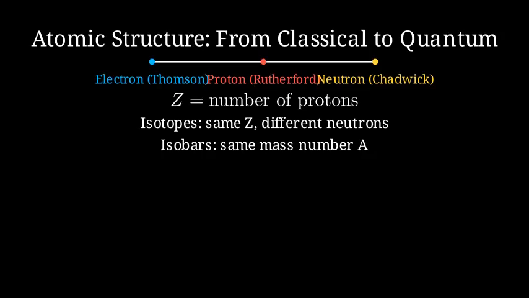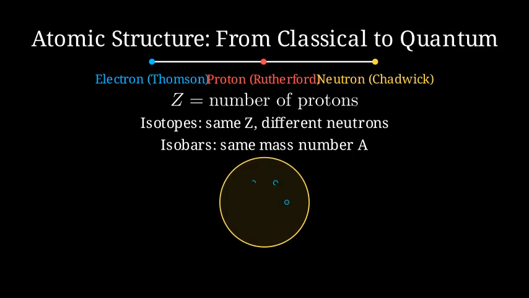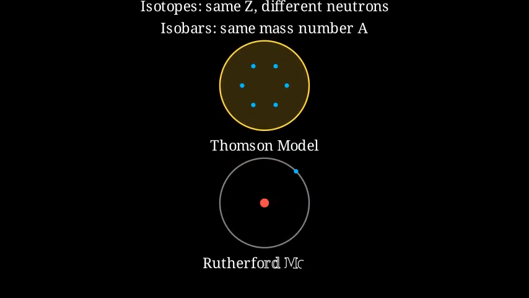Thomson's model imagined the atom as a positive sphere with electrons embedded inside. This explained charge neutrality, but did not explain scattering results. Rutherford's gold foil experiment showed a tiny, dense, positive nucleus. Electrons orbit around it, but classical physics predicts they would spiral in, so the model was unstable.